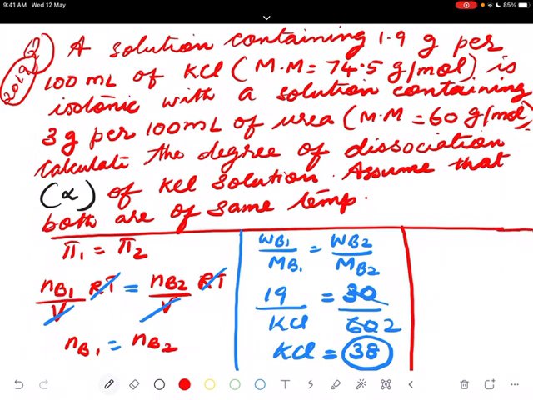But actual molar mass of KCl is what? 74.5. What we have got, abnormal molar mass is 38. So what is Van't Hoff factor? Van't Hoff factor i is equal to normal molar mass divided by abnormal molar mass, which is equal to 1.96.